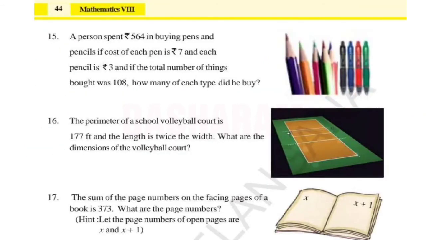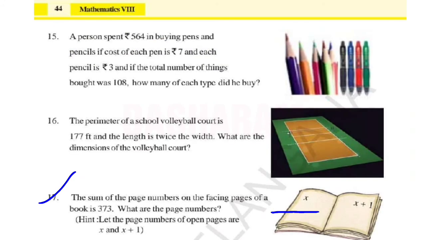Next, coming to the 17th problem. The sum of the page numbers on the facing pages of a book. Observe the diagram, these are the facing pages. The sum of the page numbers on the facing pages of a book is 373. So what are the page numbers? And he gave a hint in the bracket: let the page numbers of the open pages be x and x plus 1. Then their sum equals 373.